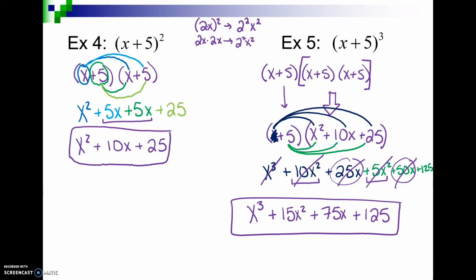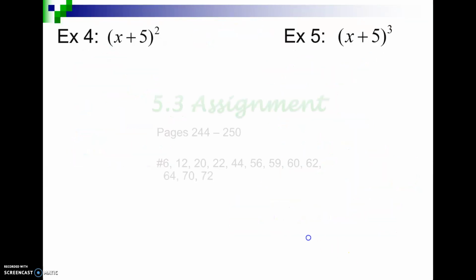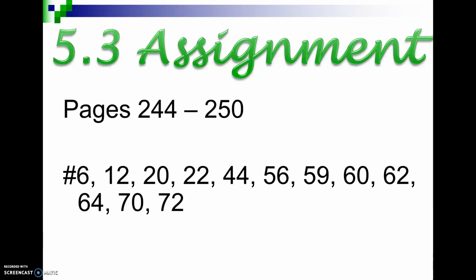Notice that is not the same as x squared plus 5, or x cubed plus 5 cubed. When you have a binomial cubed, you have to write out all 3 binomials and then multiply 2 of them together, combine your like terms, put the third one in front, multiply that one in, combine your like terms. All right, here's your assignment. Good luck.